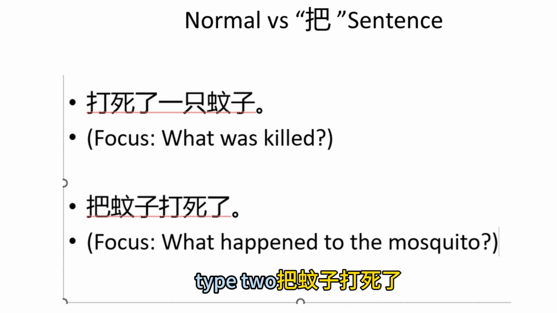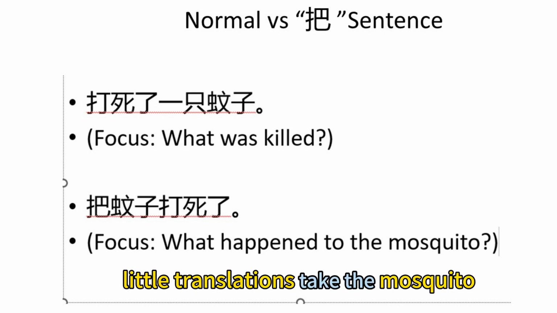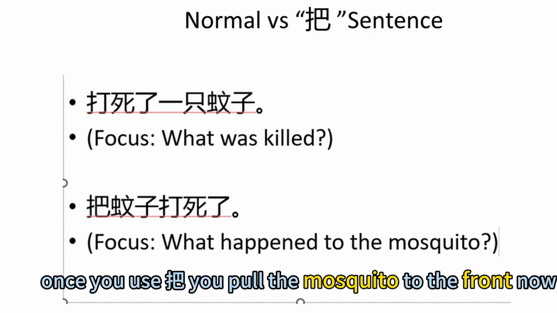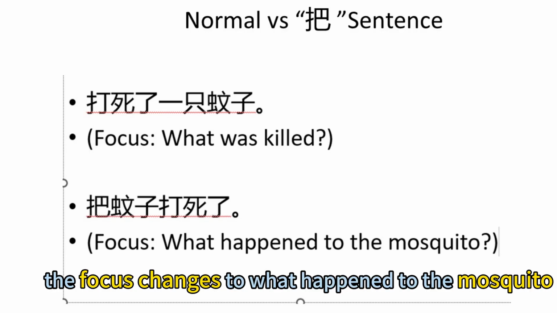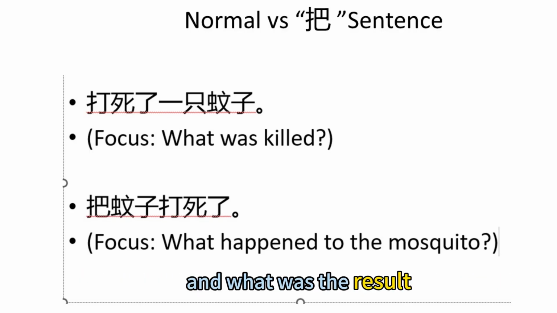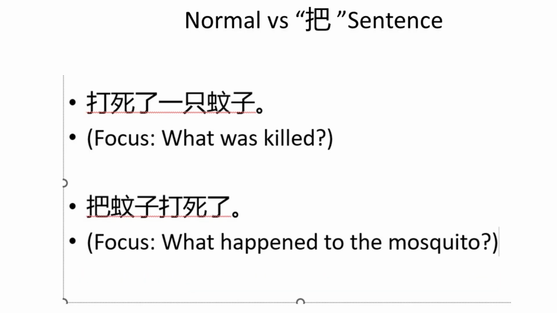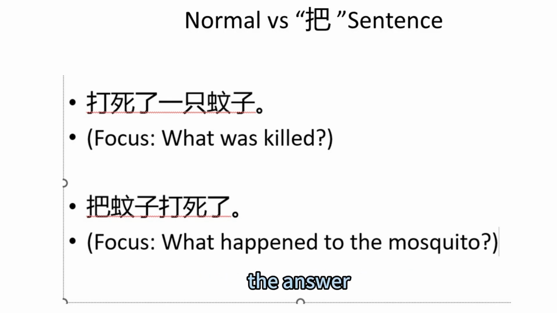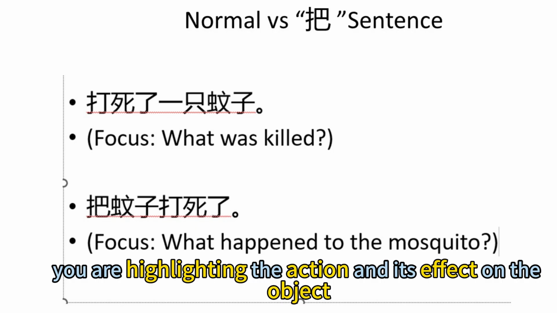Type 2. 把蚊子打死了. Literal translation: take the mosquito and kill it. Notice the shift. Once you use 把, you pull the mosquito to the front. Now the focus changes to what happened to the mosquito and what the result was. It's gone. It was killed. That is the answer. You are highlighting the action and its effect on the object.